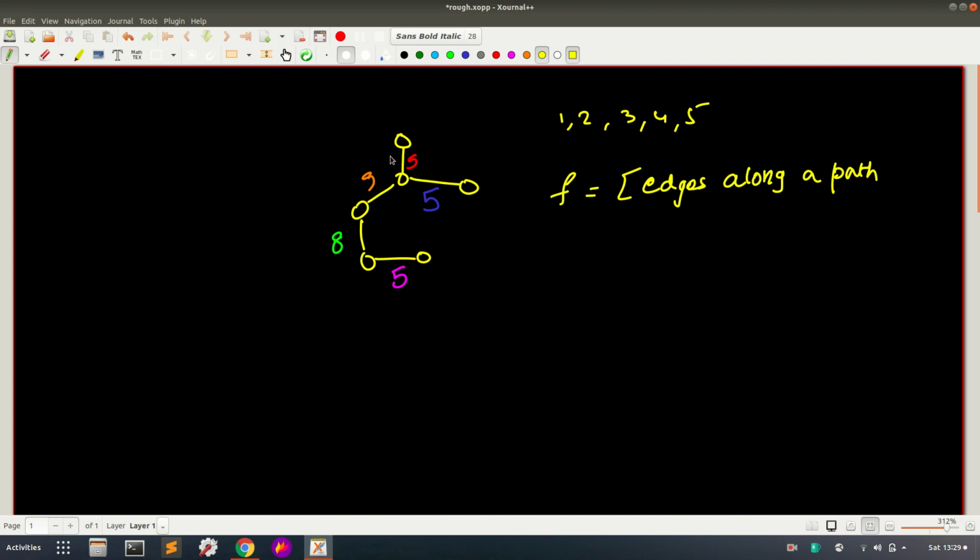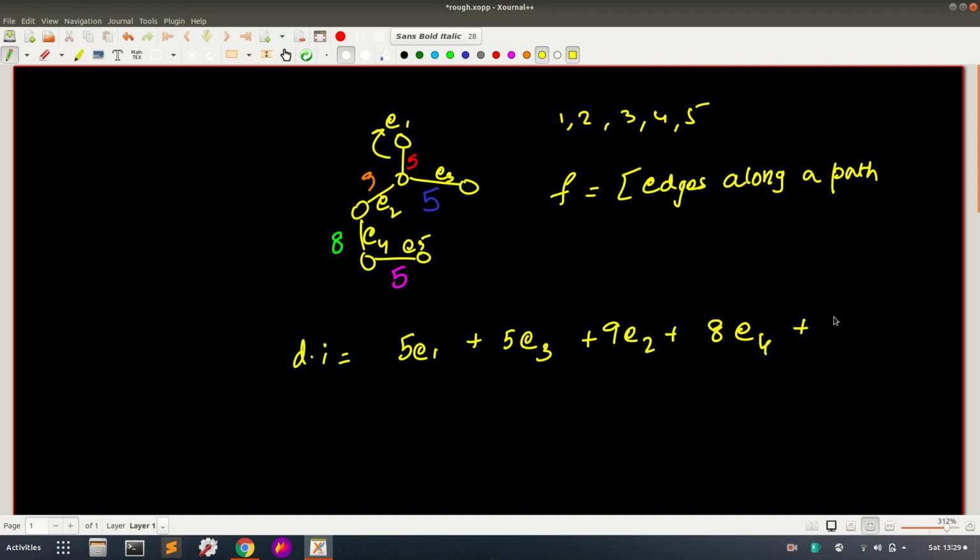let's name these edges. This is E1, this is E2, E3, E4 and E5. Now these are the edges. So the distribution index is going to be 5 multiplied by E1 plus 5 multiplied by E3 plus 9 multiplied by E2 plus 8 multiplied by E4 plus 5 multiplied by E5.